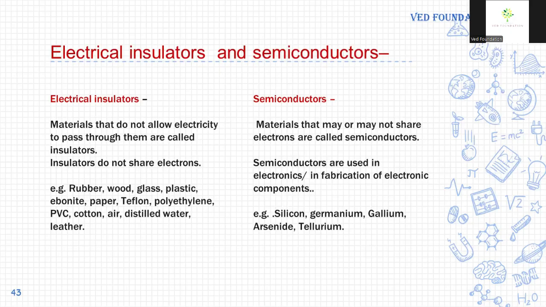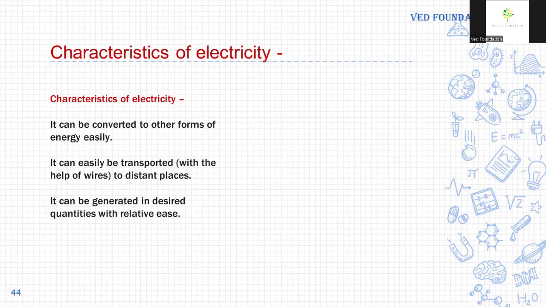Next, semiconductors. Materials that may or may not share electrons are called semiconductors. Semiconductors are used in electronics and in fabrication of electronic components. Silicon, germanium, gallium arsenide, tellurium are semiconductors. Characteristics of electricity. First, electricity can be converted from one form into another form easily. It can be easily transported to distant places through wires or cables. It can be generated in desired quantity with relative ease, and it is a non-polluting source of energy.